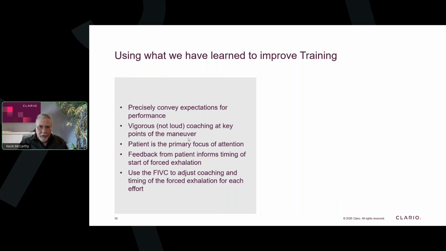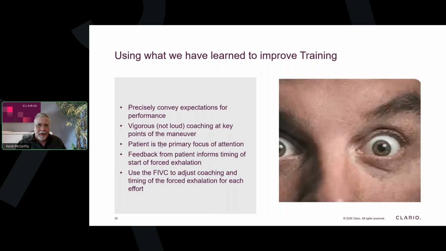Next slide, advance a little bit. We're going to see this is what they should be looking at. This is what I call the goofy sign.